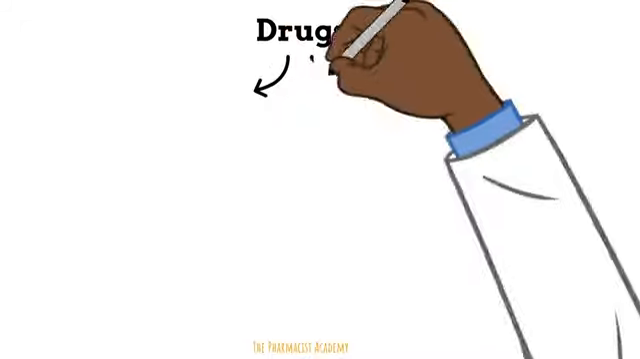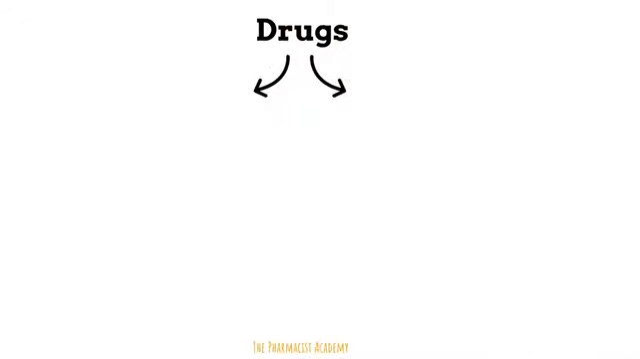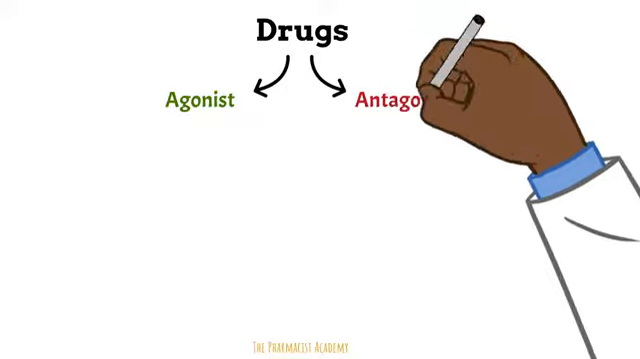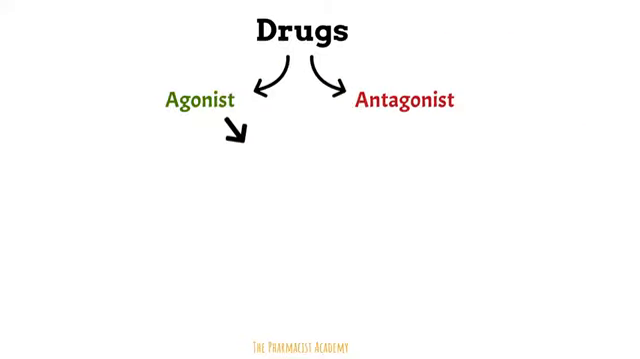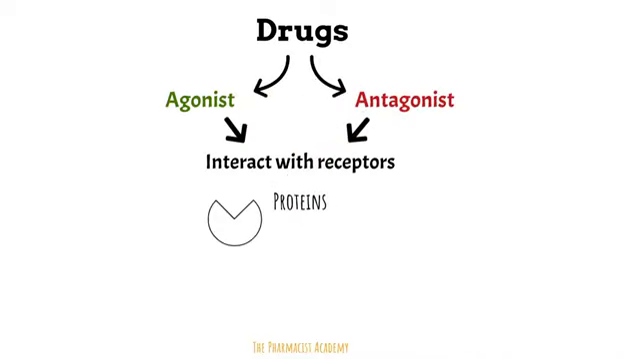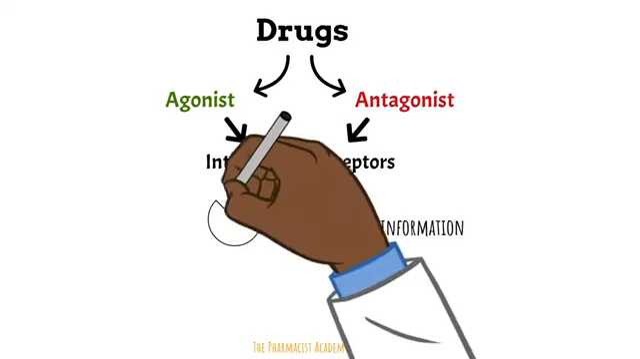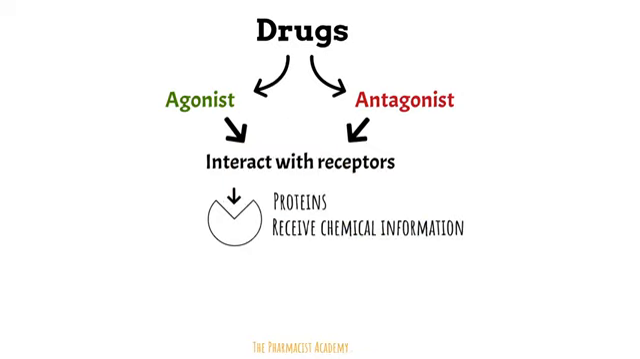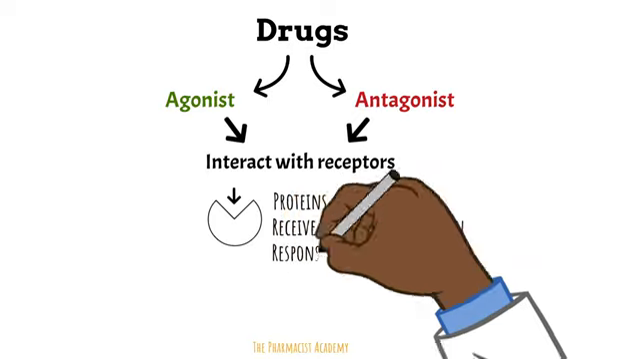Based on how the drug elicits its effect, it can be categorized as an agonist or antagonist. It doesn't matter which category it falls in, all drugs interact with receptors. Receptors are simply proteins that receive chemical information. Usually they're located on the surface of the cells, and anything that binds and interacts with the receptor in its active site is a ligand or a substrate. After the interaction, things happen within the cell which will normally lead to a response.